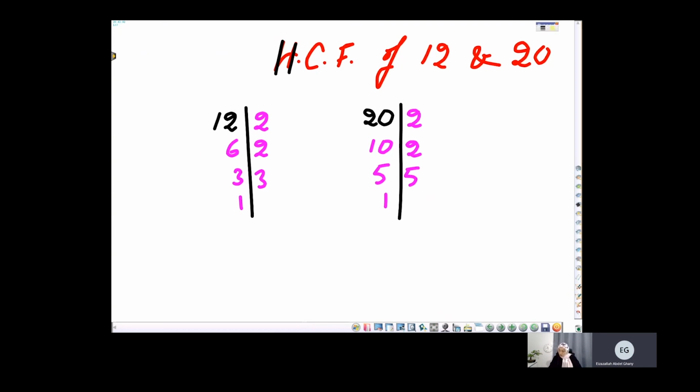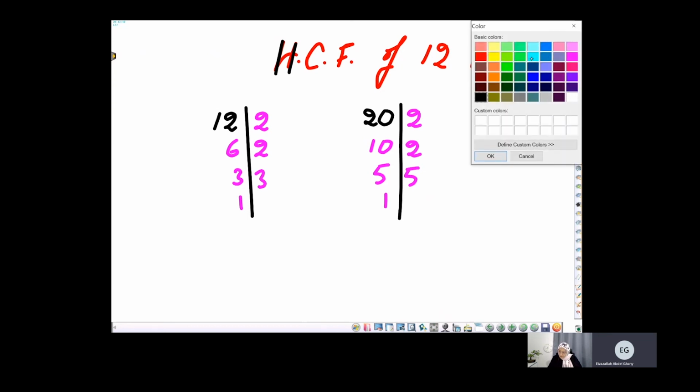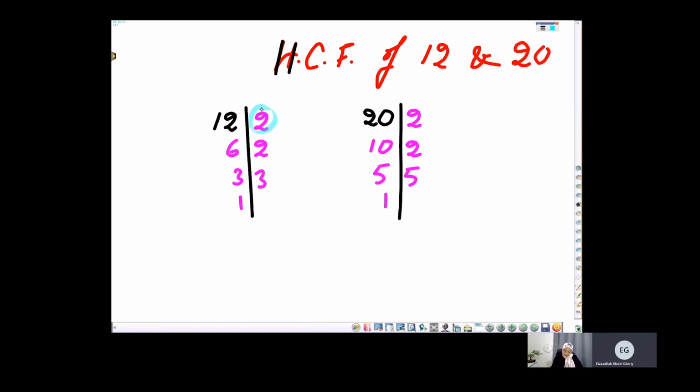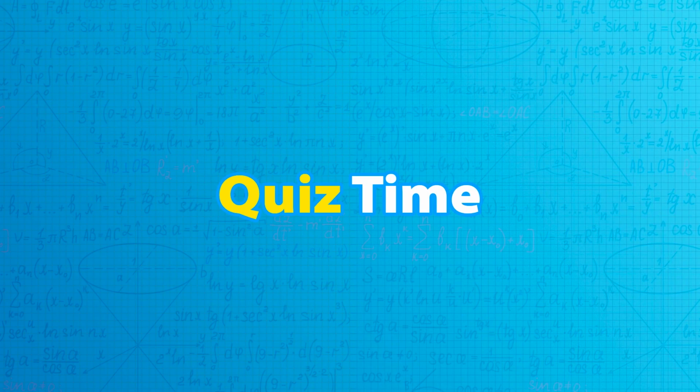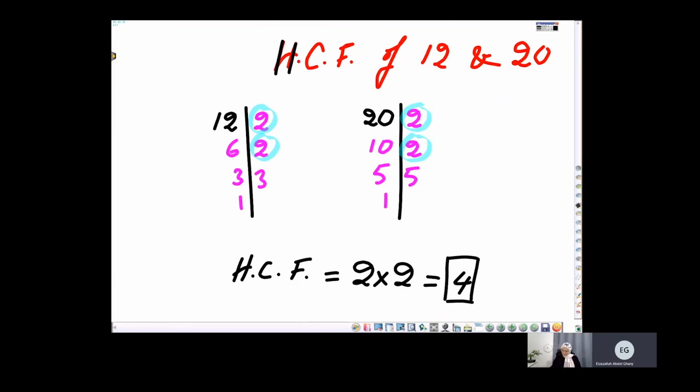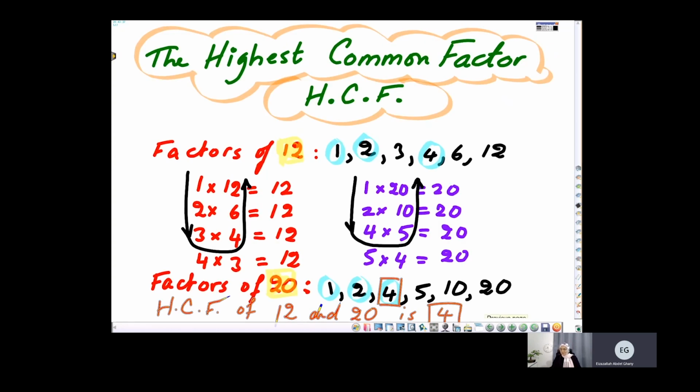Now, what are the common factors? The common factors, 2 is common here and there. Another 2 is common here and there. So we knew it now that the highest common factor, you just multiply 2 by 2, which is 4. Da-da-da. A very nice method to find the highest common factor. Now I'll give you a quiz. Shall we do the slowest method or the fast one? Of course, the fast one. This was only to convince you.